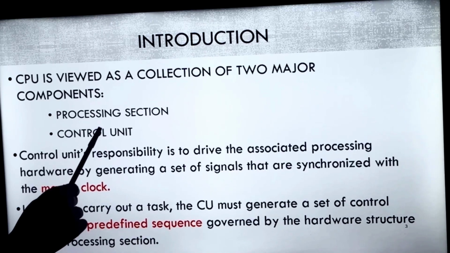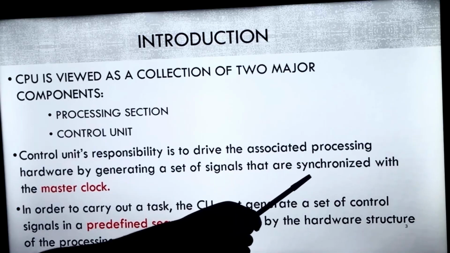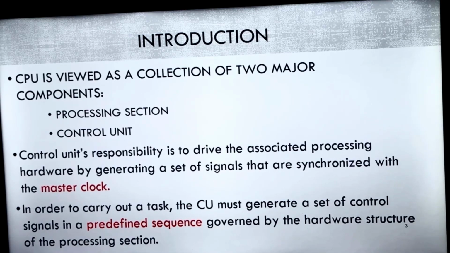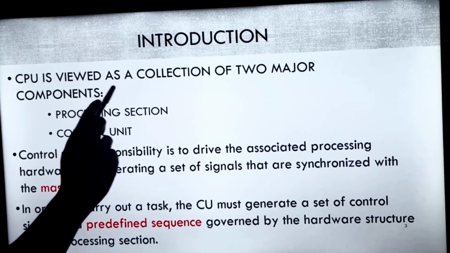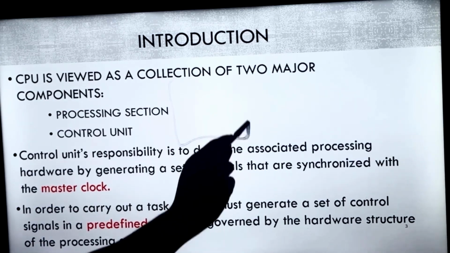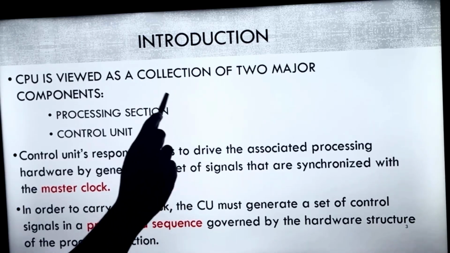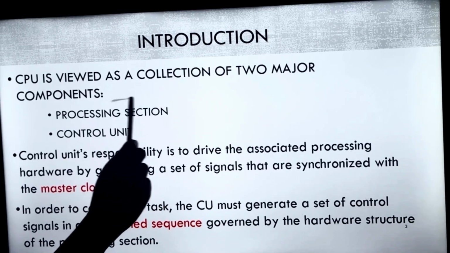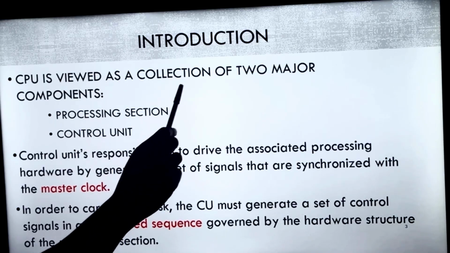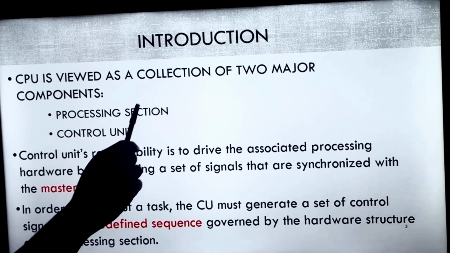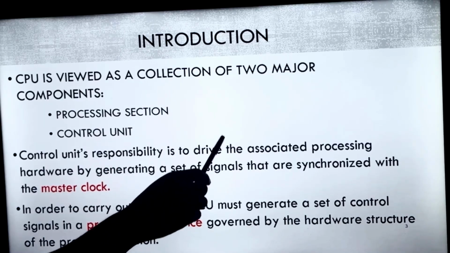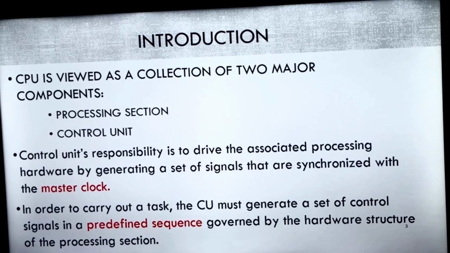Also, your control unit is associated or synchronized with the master clock. In control unit, basically we have three different inputs. Suppose this is your control unit, CU. You will have three different inputs. Number one is your master clock. Your control unit will be connected with a master clock to track all the timings and clock signals. The second input of your control unit is the status information.